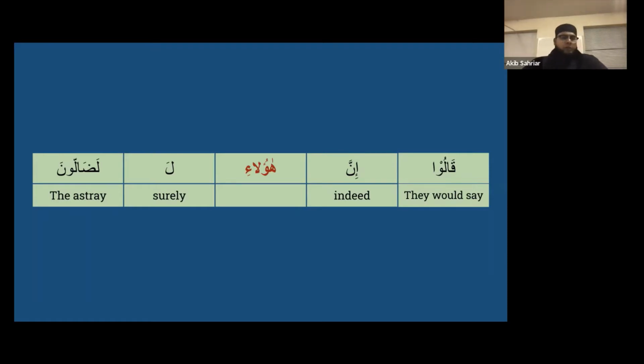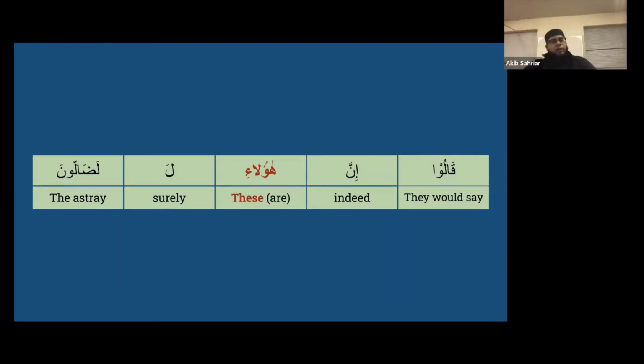So these people here, it's indicating towards something that's close by. And then we also mentioned that ha'ula'i is used for both male and female. This is a plural for male and female. So perfect, these are. They would say, indeed, these are surely the astray group of people, the astray people.